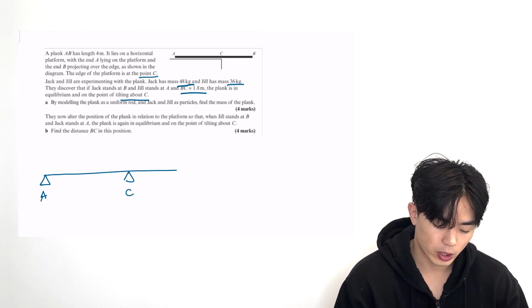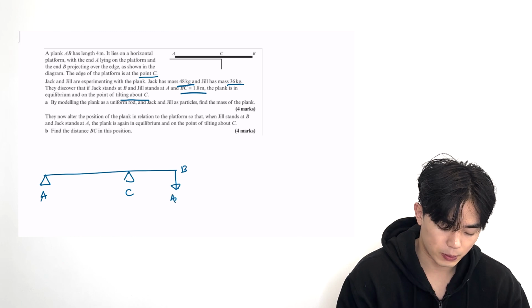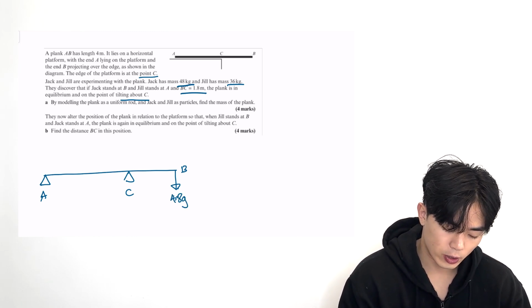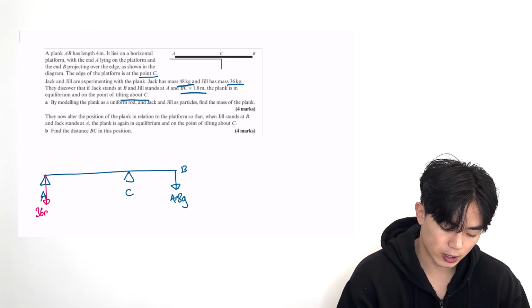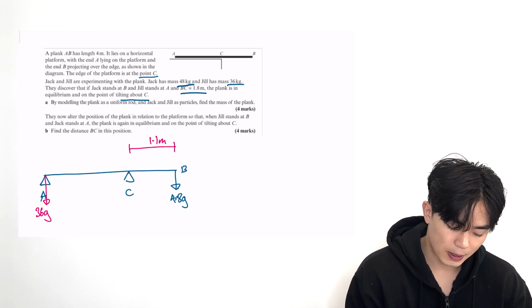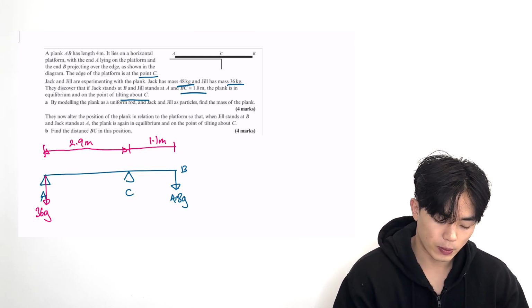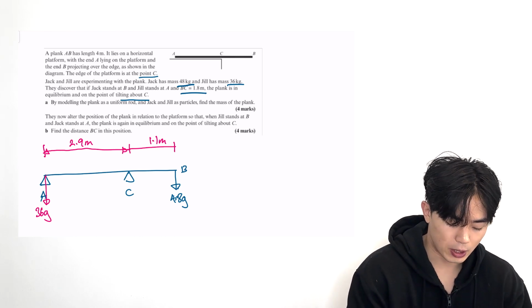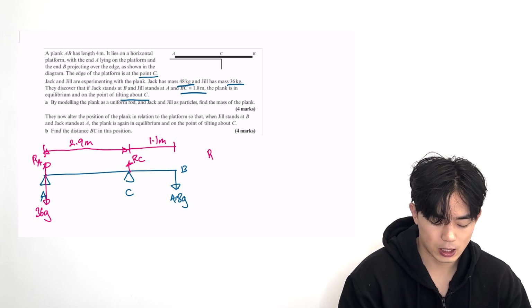Right, so what do we know? They say that if Jack stands at B, so B is at the edge of the platform, Jack's going to stand here. Jack has a mass of 48 kilograms, so 48g is the weight. And Gio stands at A, so A is going to be here at the pivot. Gio weighs 36g here, like this. And BC, this distance, is 1.1 meters. The whole plank itself is 4 meters, right? So this distance here is going to be 2.9 meters. And therefore they say it's on the point of tilting about C, meaning that we have reaction forces RA and RC. If on the point of tilting about C, we know that RA is going to be equal to 0.